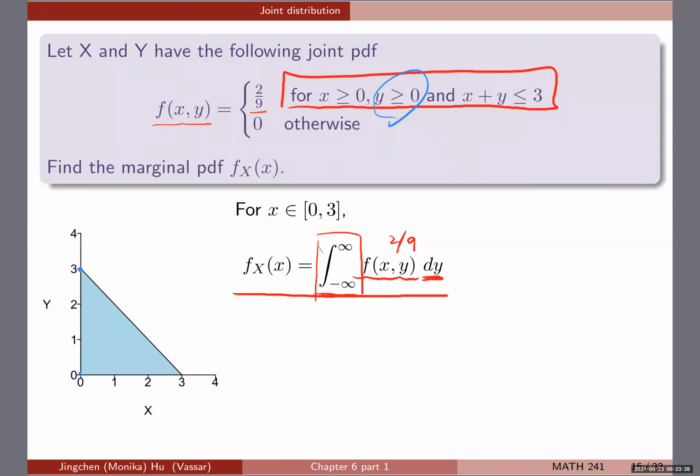I guess 3 is the upper bound, right? But is it the correct upper bound for this? That's my question here. Notice that y is from 0 to 3. But at the same time, don't forget we have a third and very important constraint here: x plus y should be smaller or equal to 3. So think about this.